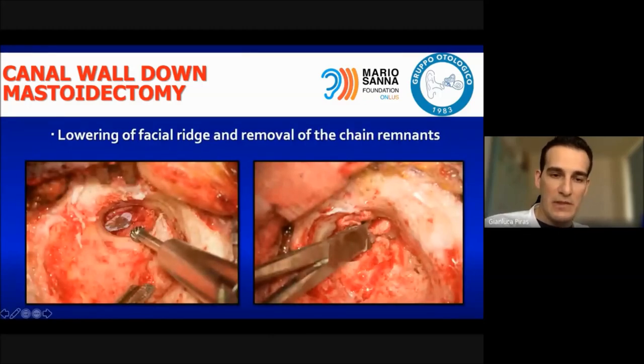Second, facial ridge. The facial ridge should be lowered to the level of the lateral semicircular canal, which is this one. And the landmark for lowering the facial ridge is the chorda tympani. If you find the beginning of the chorda tympani, you know that posterior to it you have the facial nerve, so you don't have to drill more. Then another key point is to drill parallel to the facial nerve, in the direction of the third portion of the facial nerve, because if you drill perpendicular to the facial nerve, you will damage it.